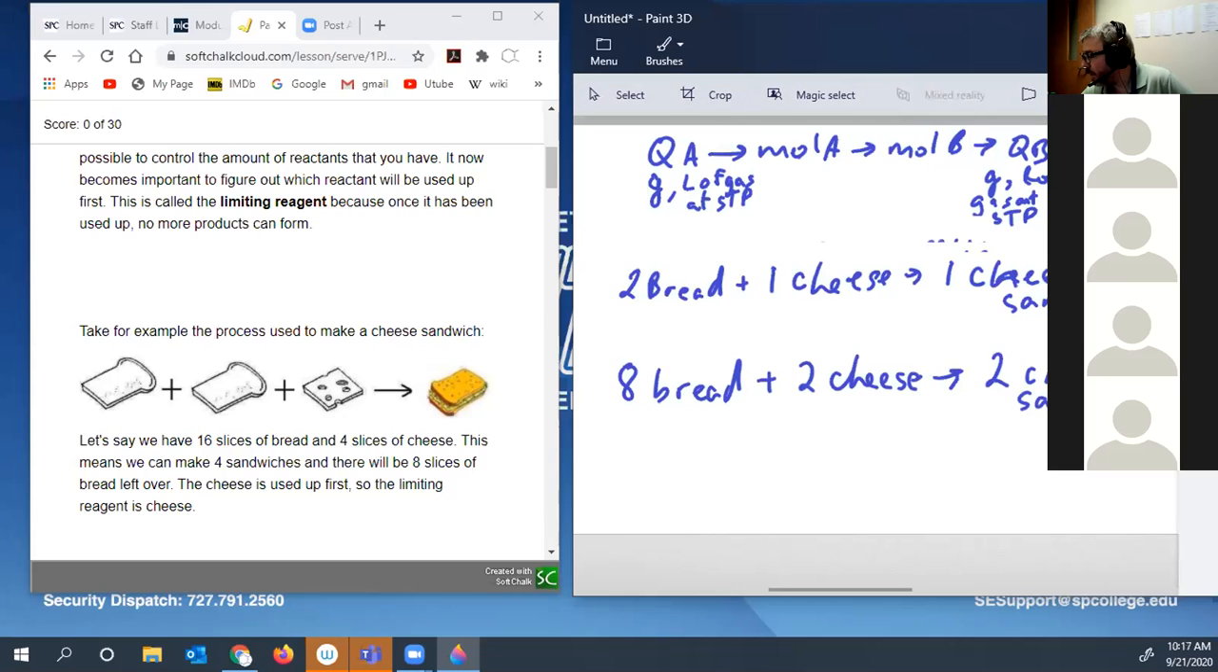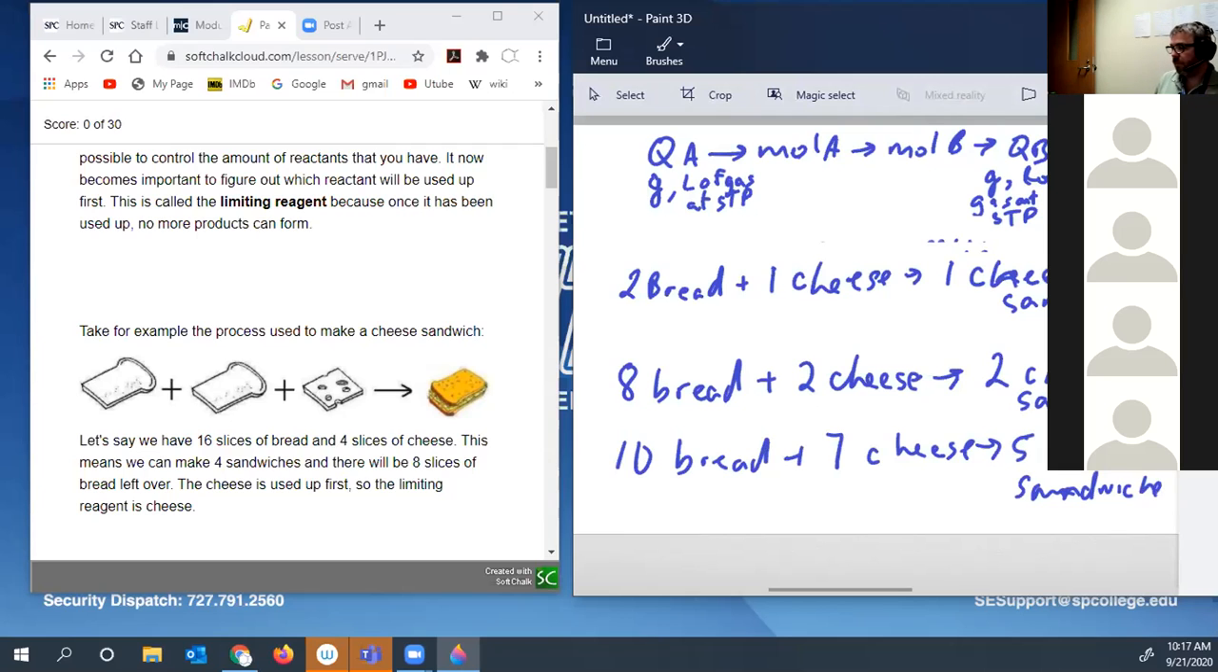Likewise, if I had, let's say, 10 slices of bread and 7 slices of cheese, the most I could make would be 5 cheese sandwiches. And there would be 2 slices of cheese left over. So what we're talking about there is limiting reagent. In the top one of 8 bread and 2 cheese, cheese is limiting. In the bottom one, it's going to be bread that's limiting.